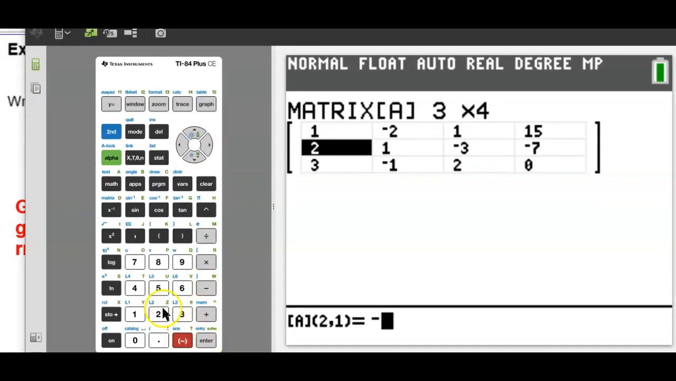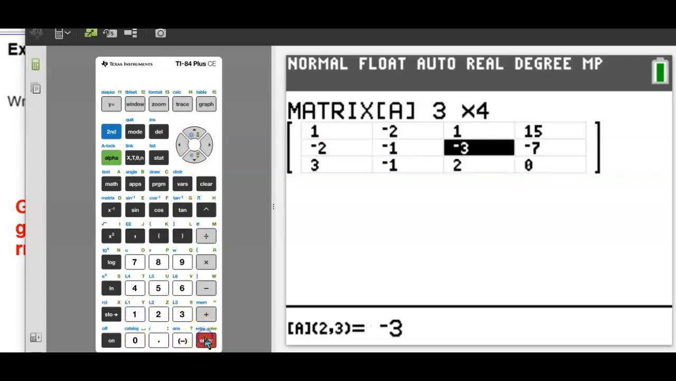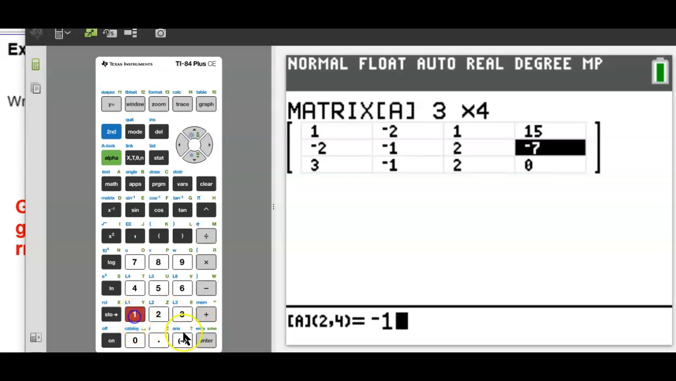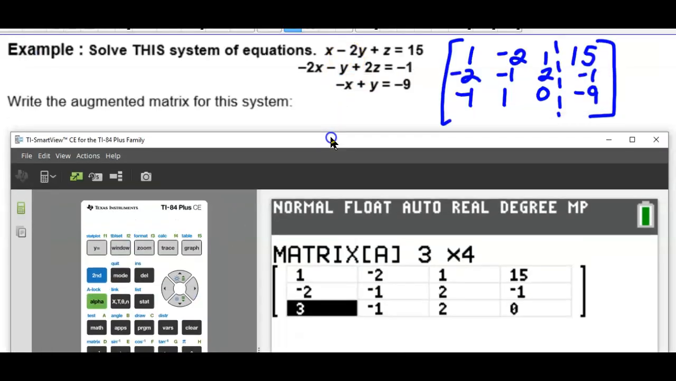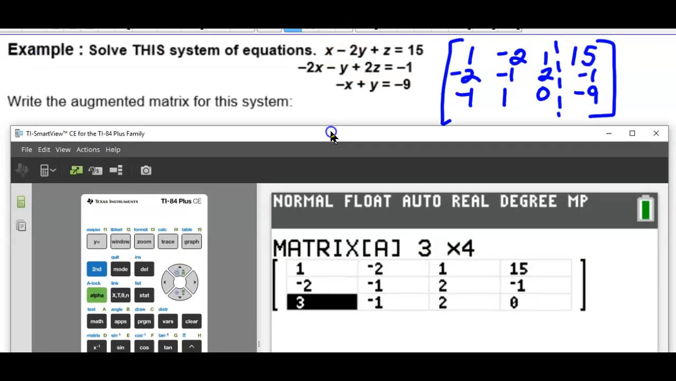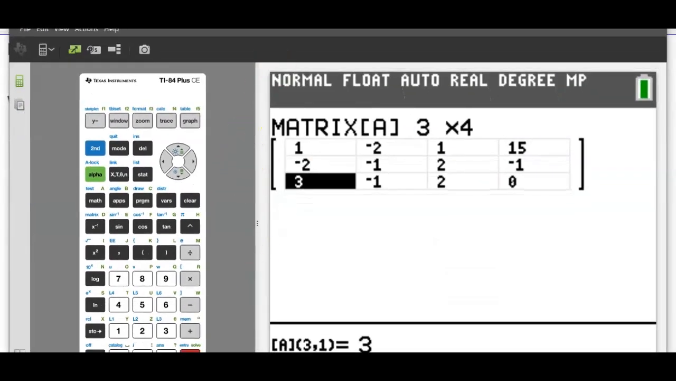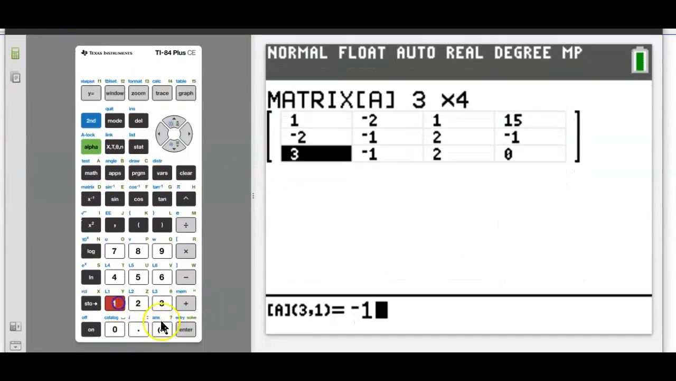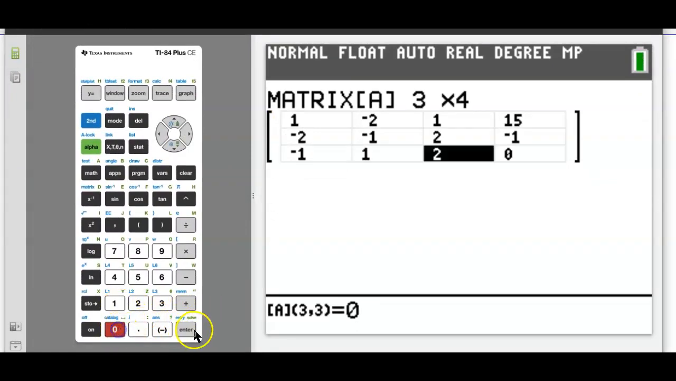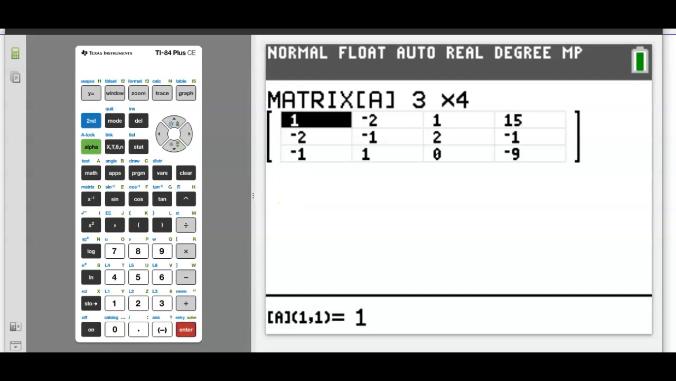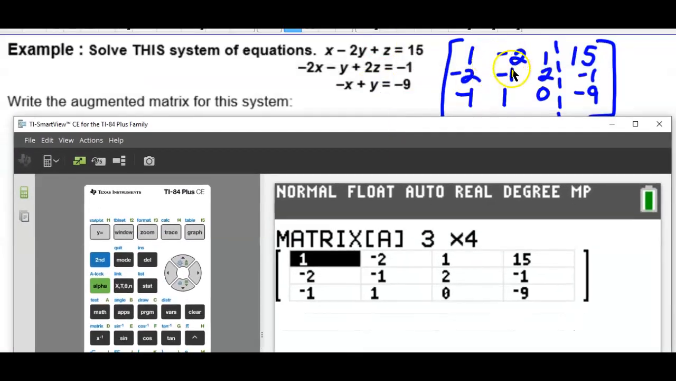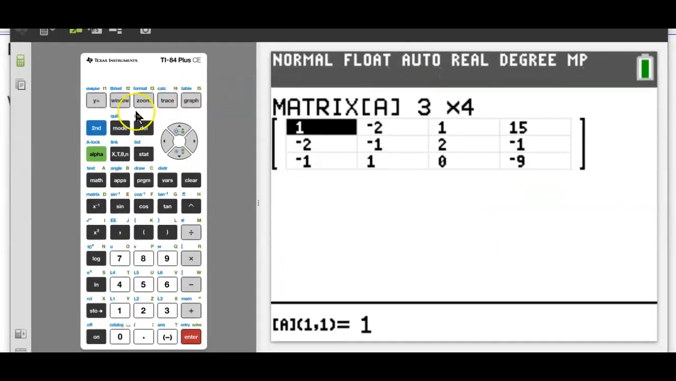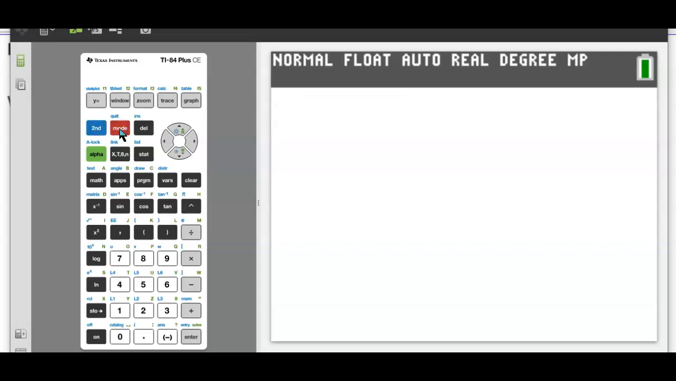-2, -1, 2, -1, I think is what I said. Okay, then -1, +1, 0, -9. Negative, positive, 0, -9. Okay, then proofread it. Oh, this time I actually did proofread and it looks okay. Then I quit. This is important. You have to quit and go back to the home screen.